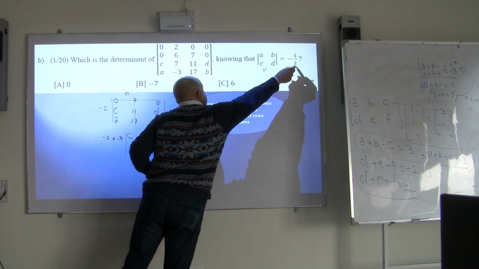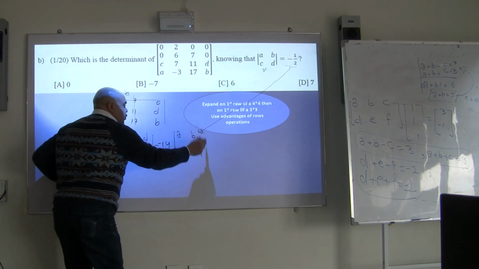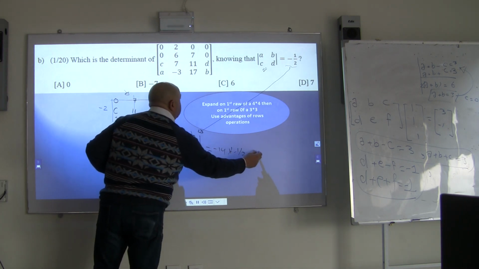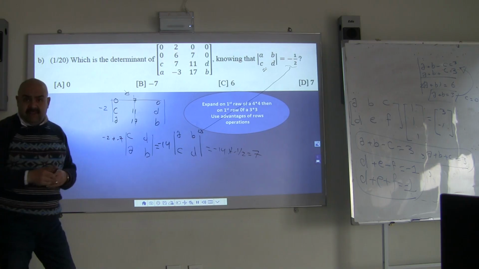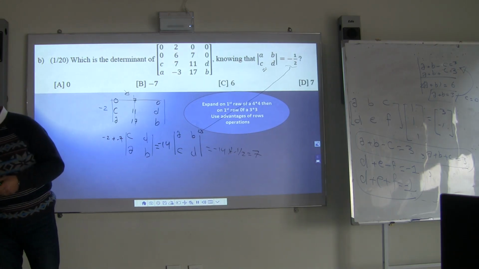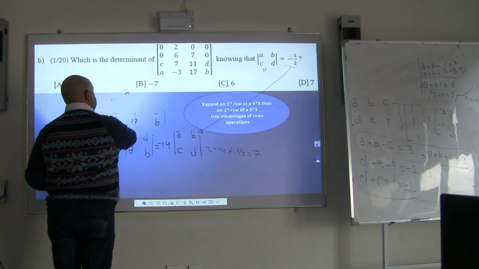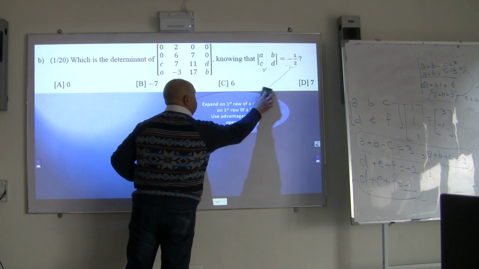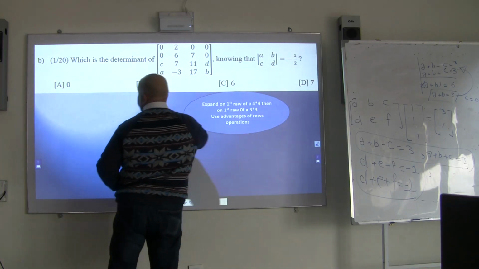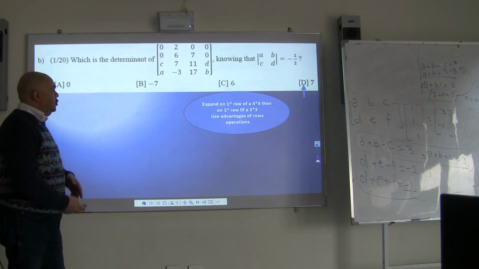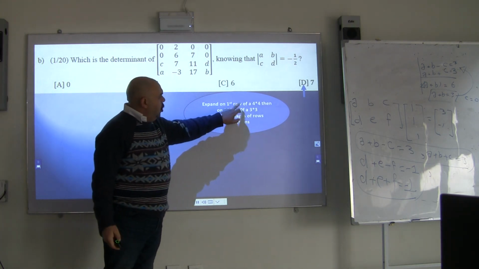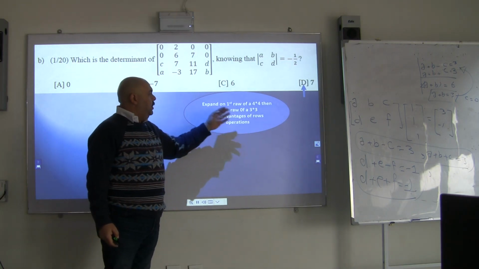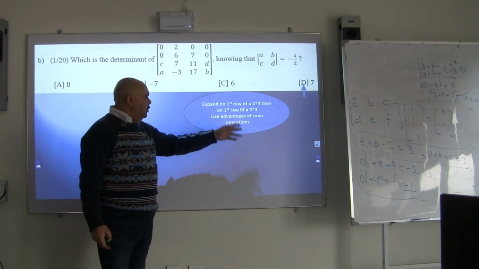Now, taking advantage of this value and substituting here, I will end up having negative 14 times negative 1 over 2, which is going to lead to 7. Now I can choose the right answer, as you can see. It's really very simple, just go through it with the same steps. Once more, we will expand the first row of these 4 by 4 dimension, then the first row of a 3 by 3 of its minor, then use the row operation.